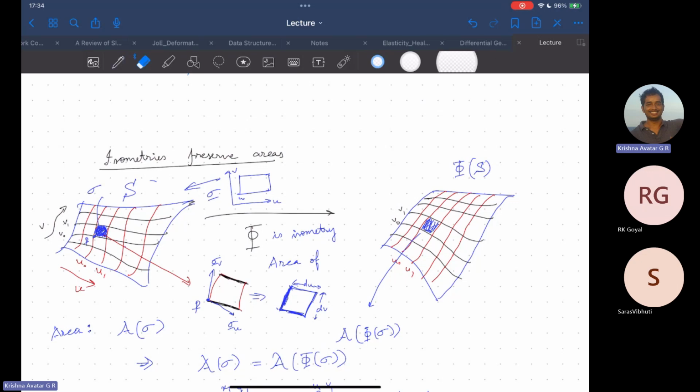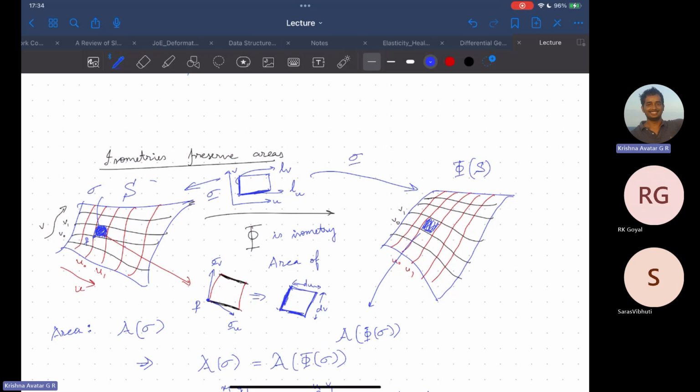Something related to some lengths, say this distance. Let's call the length of this capital U, or maybe LU, and let this length in V be cap LV. And we make a mapping from this parametric space to sigma vector, to this surface S, and from the same parametric space we have even obtained this.